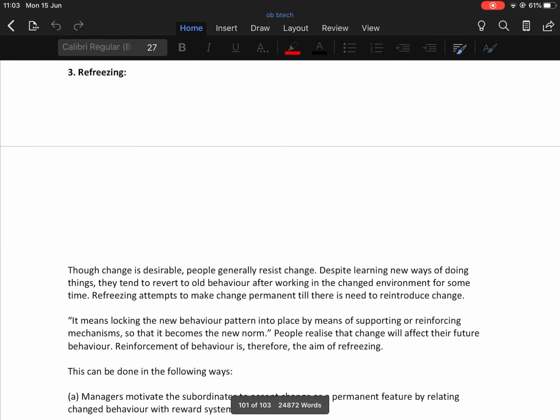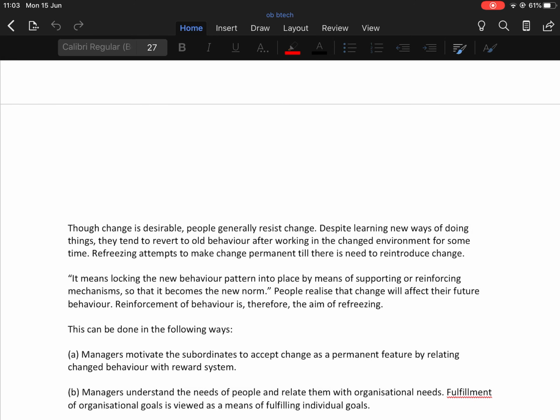Now the third step is refreezing. Though change is desirable, people generally resist change. Despite learning new ways of doing things, they tend to revert to old behavior. So after working in a changed environment for some time, refreezing attempts to make change permanent till there is need to reintroduce change. So the third step is to refreeze whatever change we may introduce in the organization.